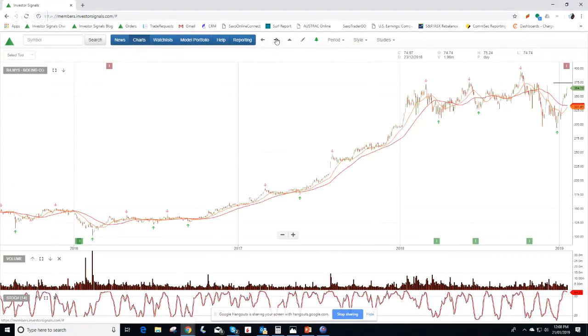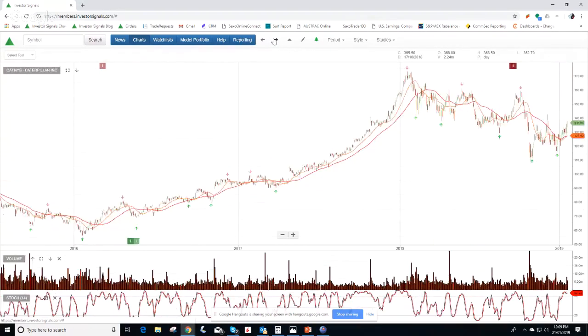Boeing was just removed from the model, after correcting down to 290, then rallying back up around 360, the stock's been removed. Caterpillar was removed from the model last year, and we're seeing that lower low, lower high pattern there.